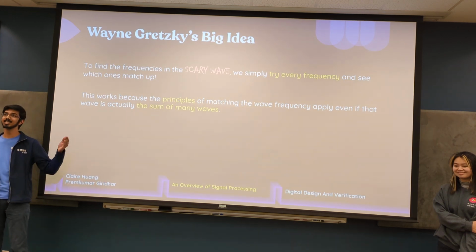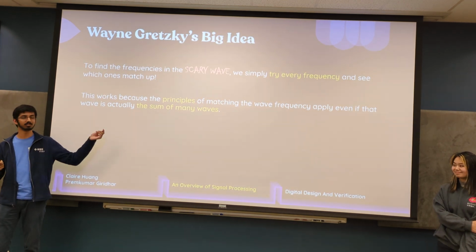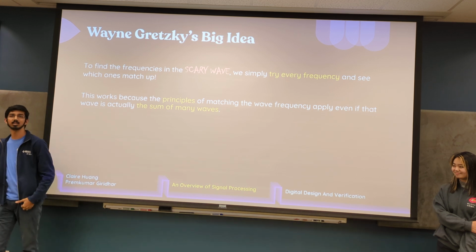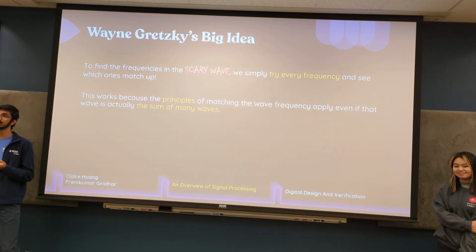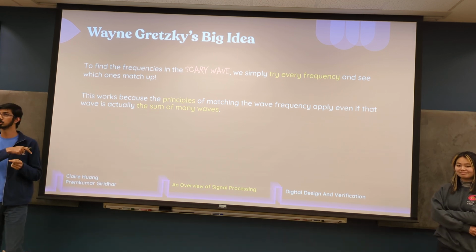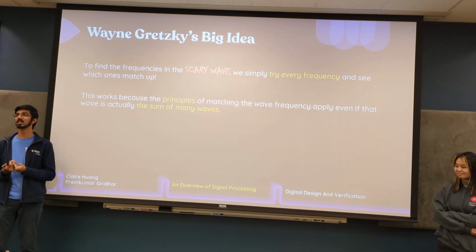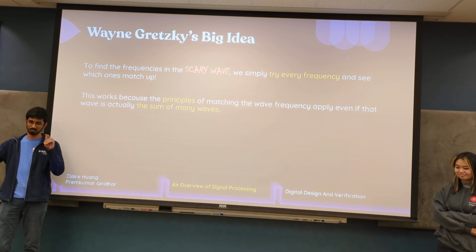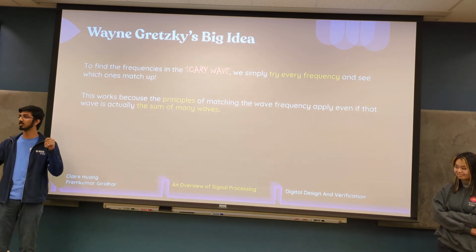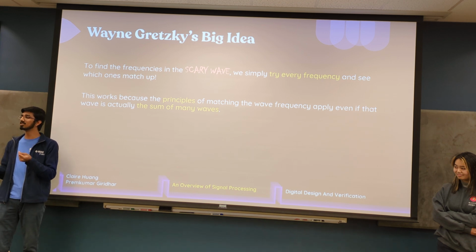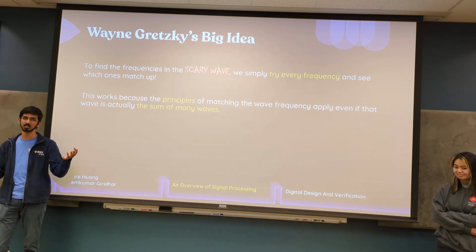So to find the frequencies in the scary wave, like the one that had all sorts of weird spikes and whatnot, we're basically going to try every single frequency and determine which of the frequencies actually match up with our initial wave. And this works because, in principle, when you match the wave using multiplication, it still works even if your original wave is the sum of many waves, as we're going to see in a little bit.